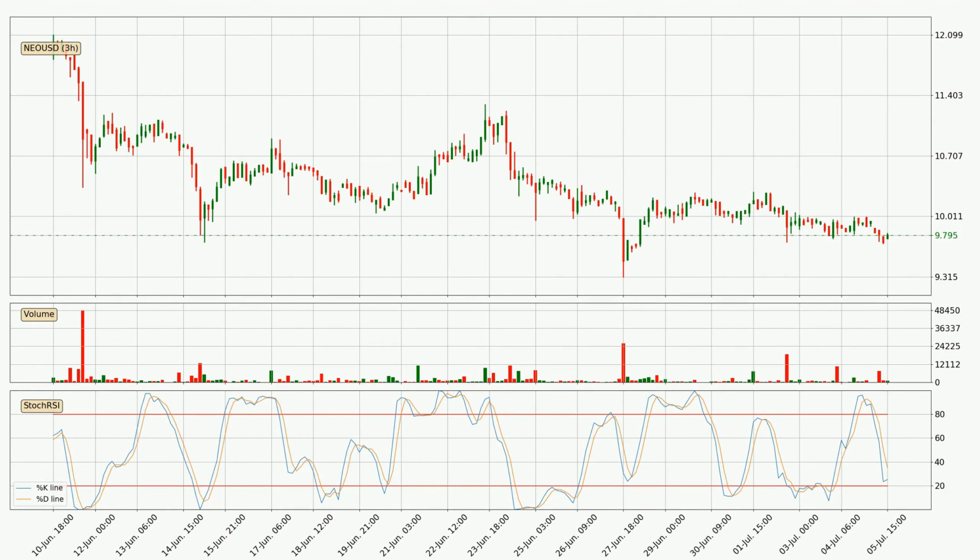Jumping to the 3-hourly stochastic RSI, there are no signs of the stochastic RSI being oversold or overbought at this time, but we can see that the trend is currently going down because the K line is below the D line.